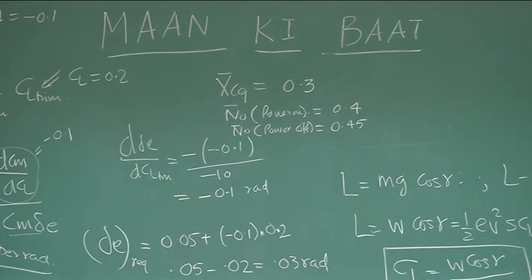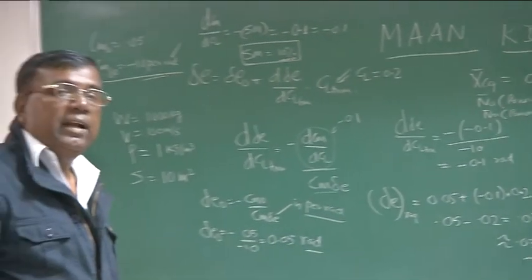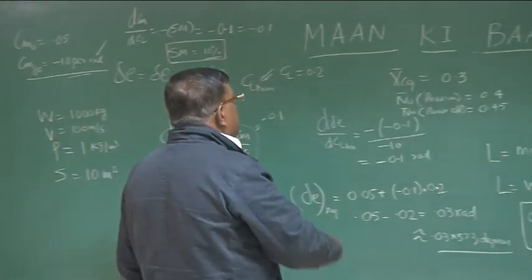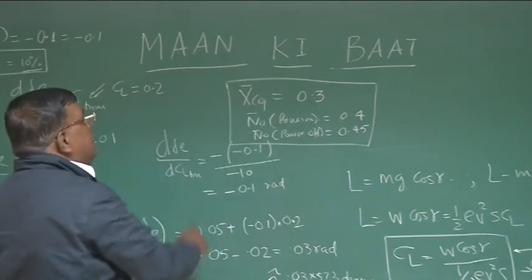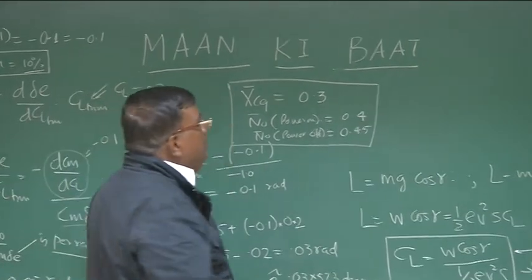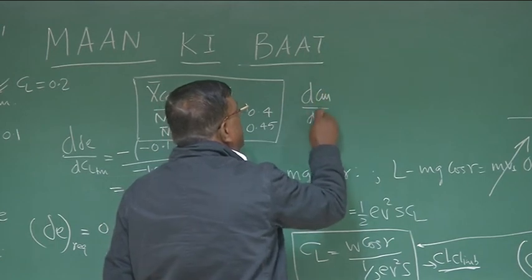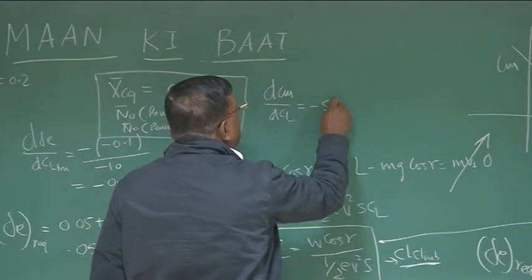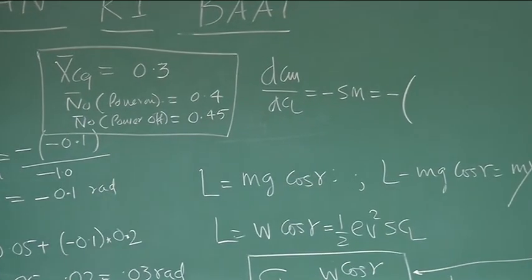We are assuming that the engine, whether it is a propeller driven engine or a jet engine, is ahead of CG. Okay. So if information is given like this, if static margin is not given directly, then you can easily find out dCm by dCl, which is equal to minus static margin, which will be equal to minus of, how do you define static margin? It is N naught minus XCG bar.